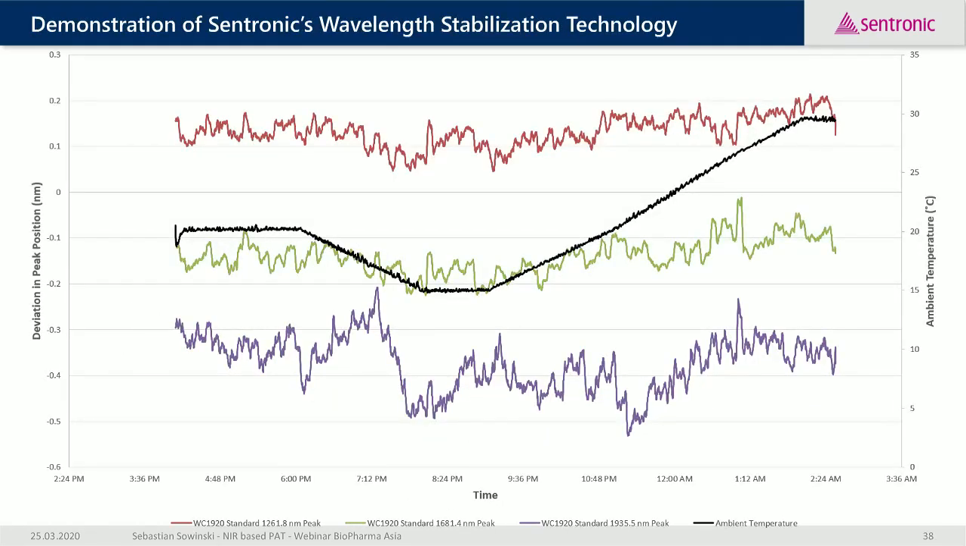And this results in a stability as shown on this slide. We have the black curve with the axis on the right-hand side, which is an ambient temperature of about 15 degrees C going up to 30 degrees C. And we have a well-stable wavelength accuracy of the unit. This test was done in a climate chamber. The standard measured was a WC 1920 standard, which is a common standard for system validation for wavelength uncertainty and wavelength reproducibility.